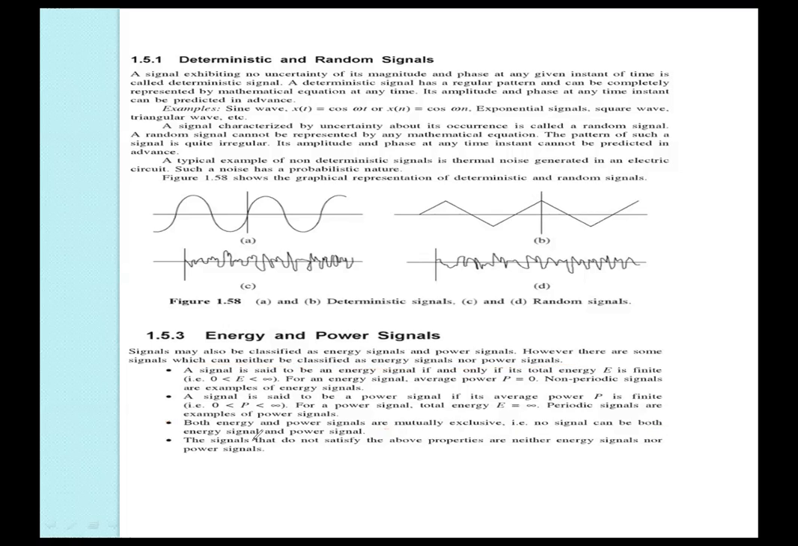Okay. And the fourth point says that signals that do not satisfy the above properties are neither energy signals nor power signals. If the above three are not satisfied, that signal is neither a power nor an energy signal. Got it? Once we say energy signal, it means energy is finite and power is 0. When the signal is a power signal, the power is finite and the energy is infinite. Got it?